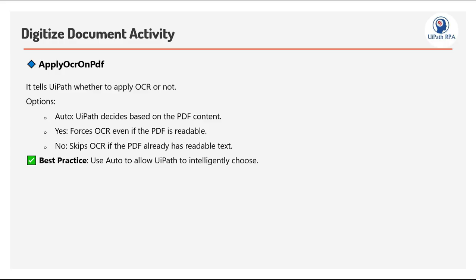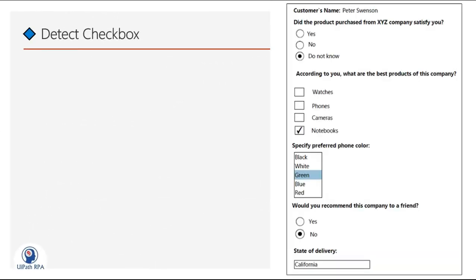So you have to decide that before using that one. If you are going to work on all these invoices, which are already in readable format, digital, native documents, then there is no need to apply it, so you can set it to no. But if you have the option auto, then UiPath decides based on the PDF contents.